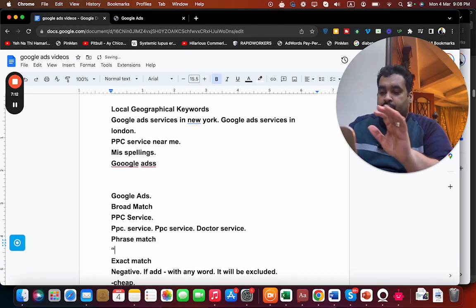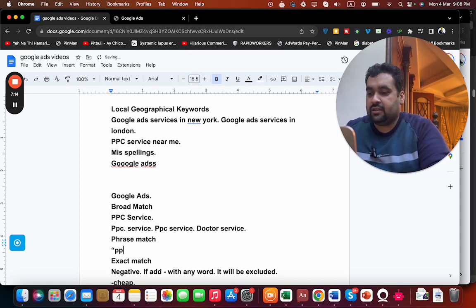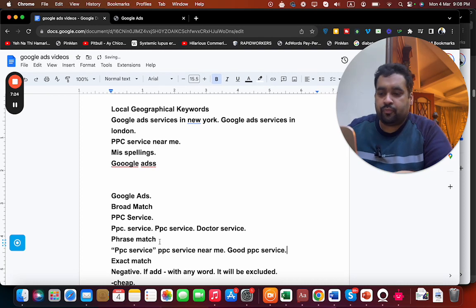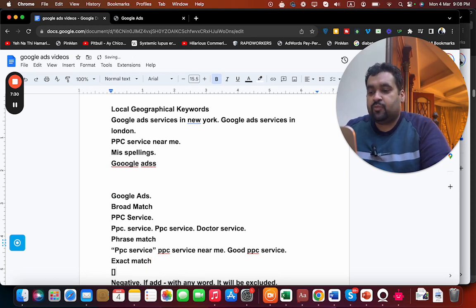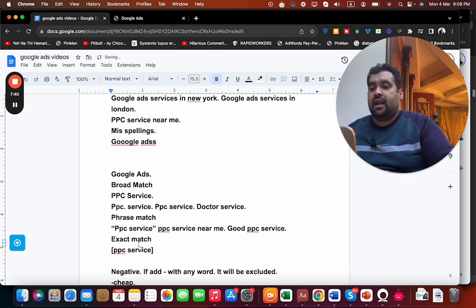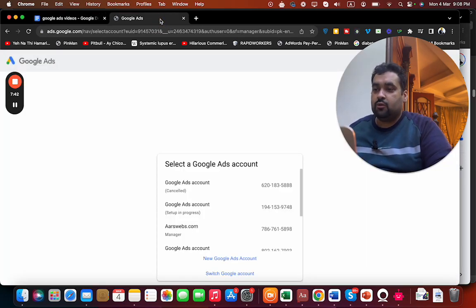Phrase match has double quotation marks, and I can write "PPC service". If someone searches for PPC service or PPC service near me or good PPC service, my ad will be shown. So both of these words should necessarily be shown in phrase match. Exact match has brackets, and only if someone searches for PPC service inside it, then my ad will be shown. So you need to understand what kind of keywords work very well with Google, which is the reason I have shown you this.